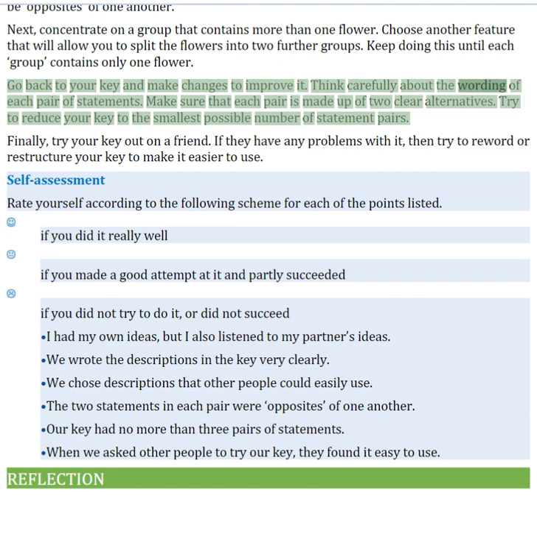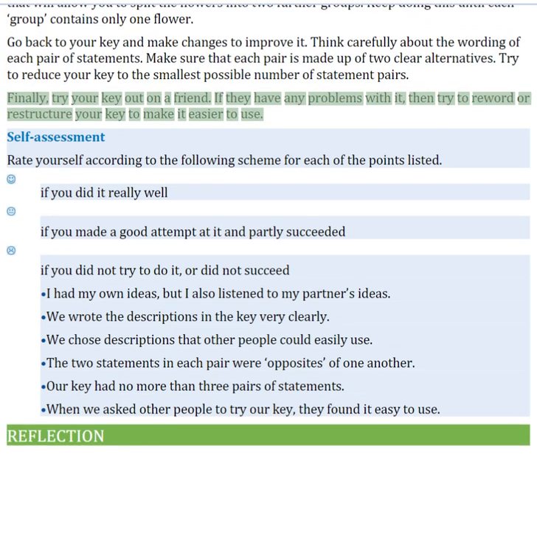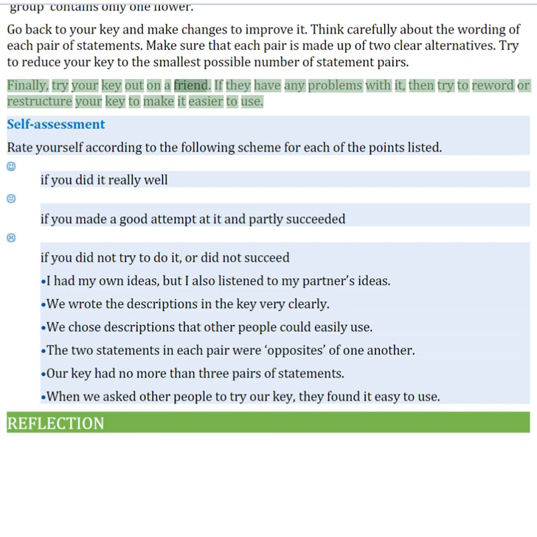Think carefully about the wording of each pair of statements. Make sure that each pair is made up of 2 clear alternatives. Try to reduce your key to the smallest possible number of statement pairs. Finally, try your key out on a friend. If they have any problems with it, then try to reword or restructure your key to make it easier to use.